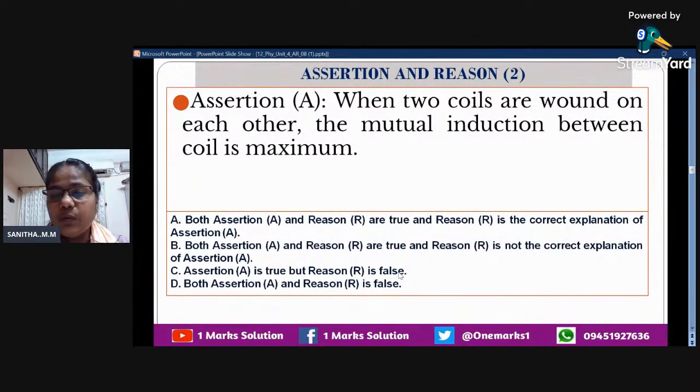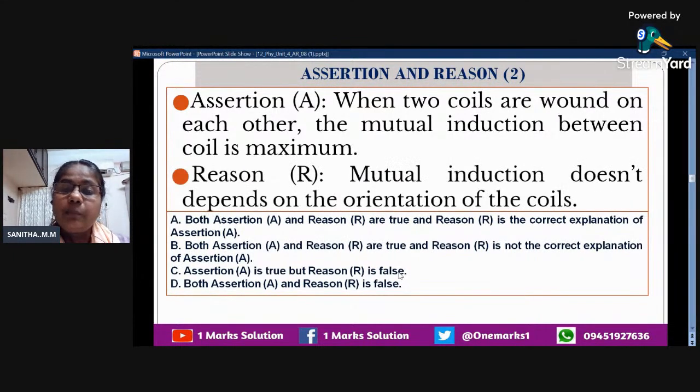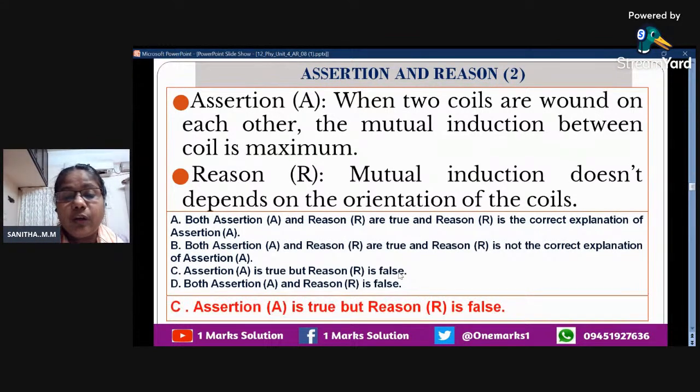When two coils are wound on each other, the mutual induction between the coils is maximum, one over the other. If we take one coil and wind another one over it, mutual induction will be maximum. Why? Because the distance is very, very less. So the assertion is correct. What about the reason? Mutual induction does not depend on the orientation of the coils. Can we say like that? No, not at all. It depends on the orientation.